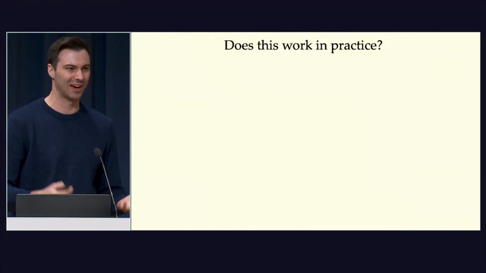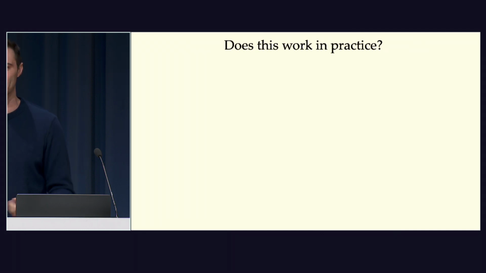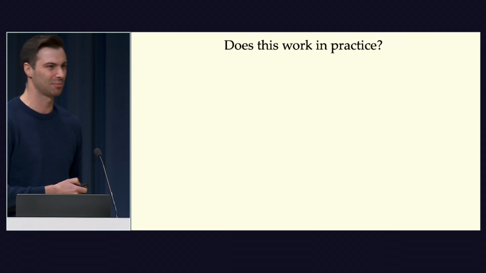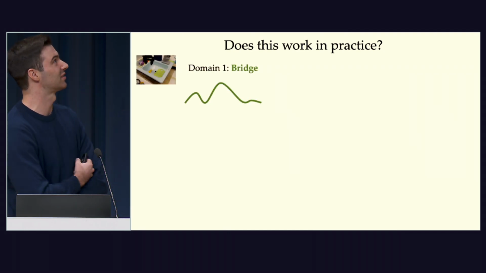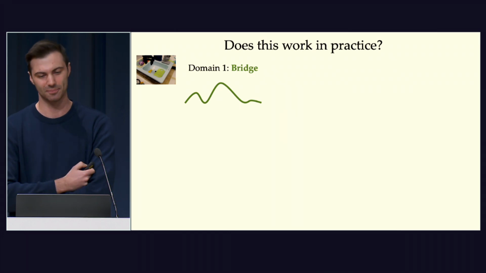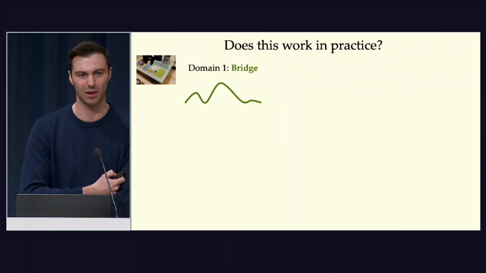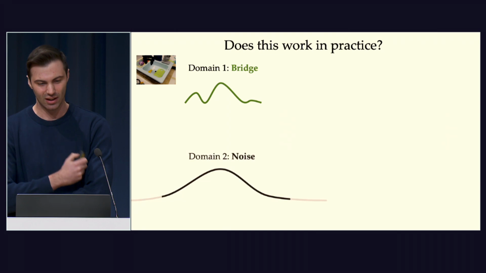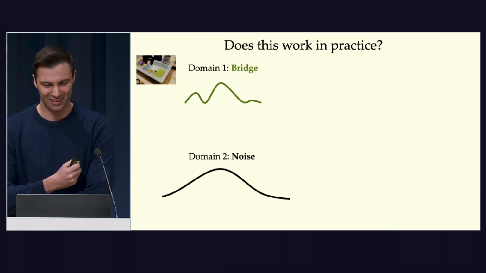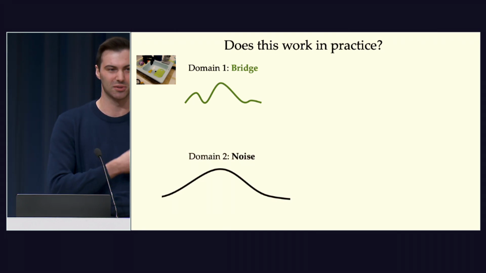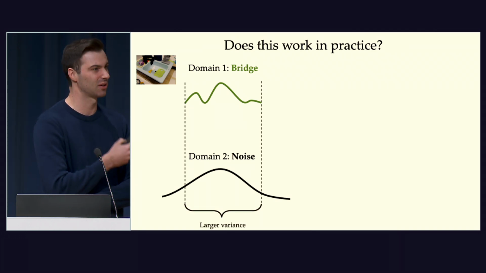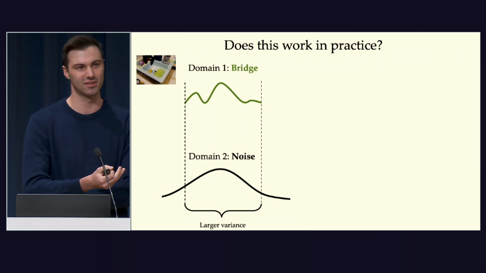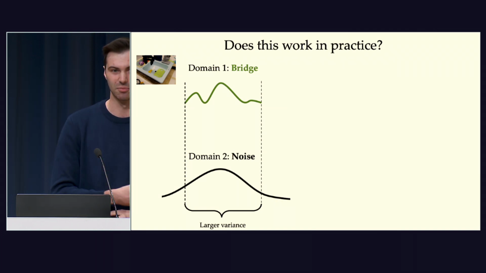Now you might be asking, okay, I've described this optimization procedure. Does it actually work in practice? I'm going to construct a simple example to show you that it's a little bit more complicated. Let's say that I design one domain, which is just the Bridge data set. As you can see, it's a simple pick-place manipulation data set, but it's very big and very nice. We have a second domain, which is just some Gaussian random noise. The key distinction here is that the Gaussian random noise is going to have larger variance in the action distribution than the Bridge data set.